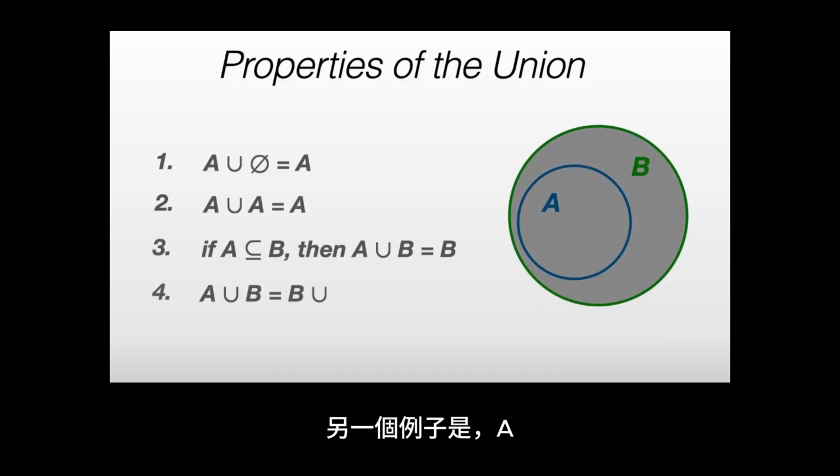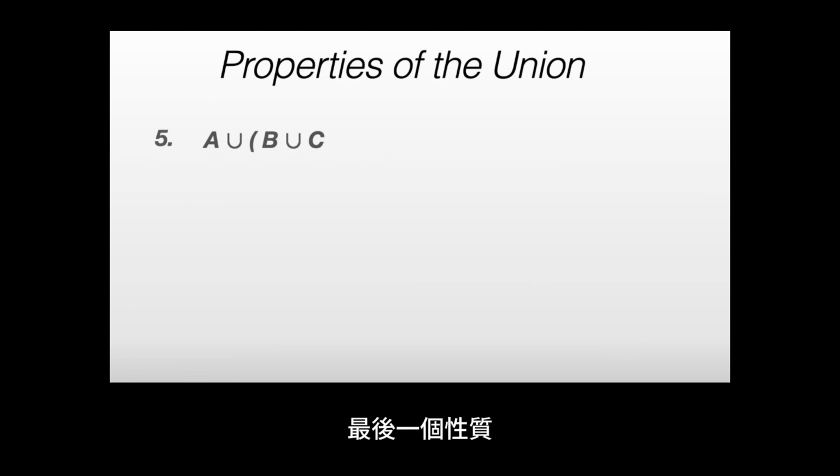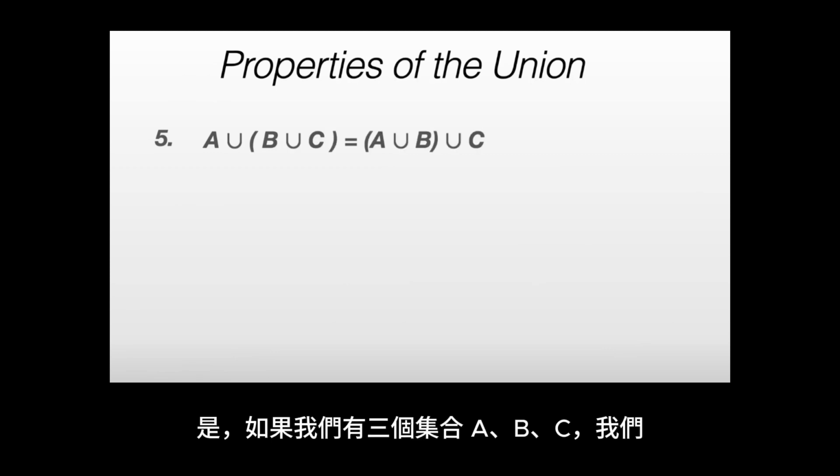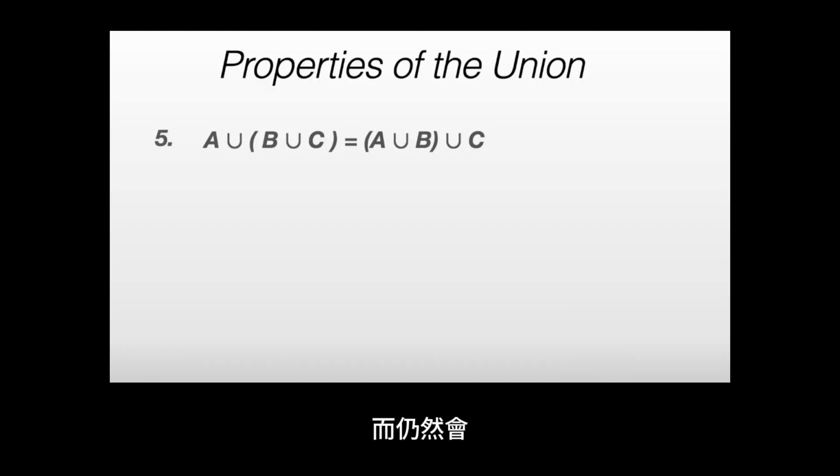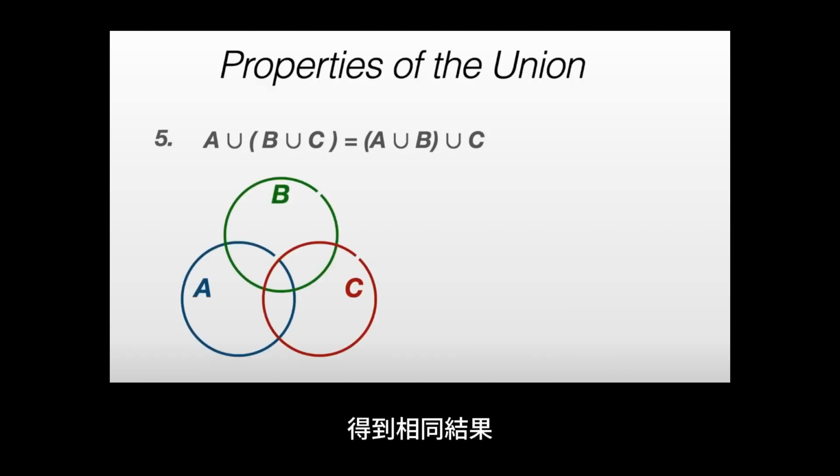Another property is that the union of A and B is the same thing as taking the union of B with A. The final property of unions is if we have three sets, A, B, and C, we can exchange the order we take the union by moving the brackets, and we'll still get the same outcome.